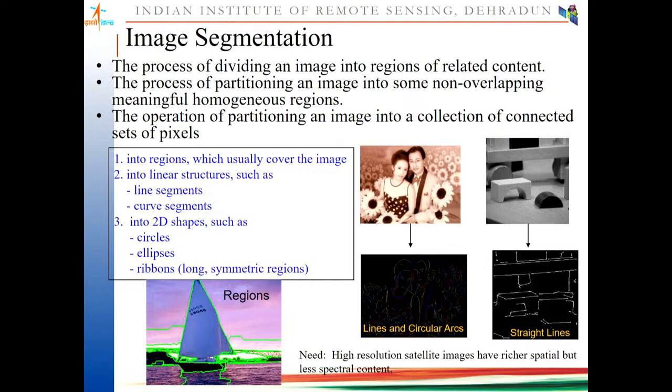Now the requirement for the implementation of these segmentation algorithms for dividing the image into different regions is that one needs a high resolution satellite image. These higher spatial resolution images have richer spatial content but less spectral content. The higher spectral content will be in the hyperspectral images.